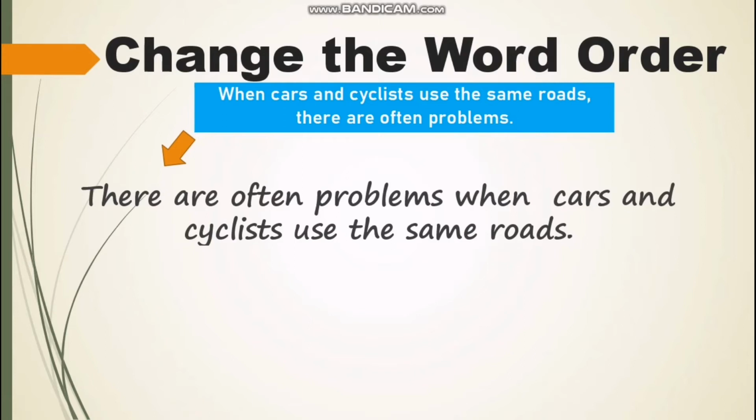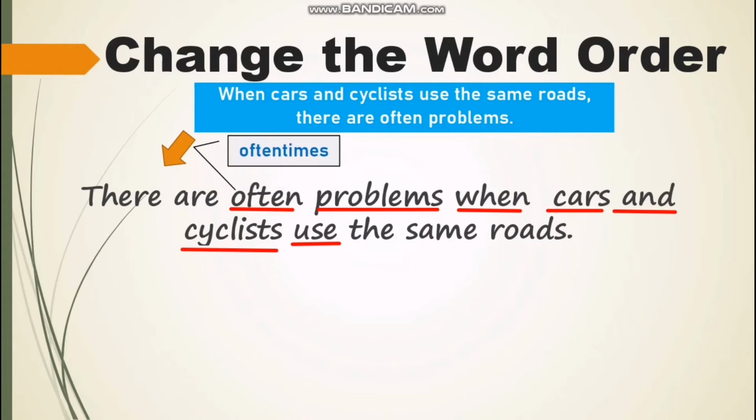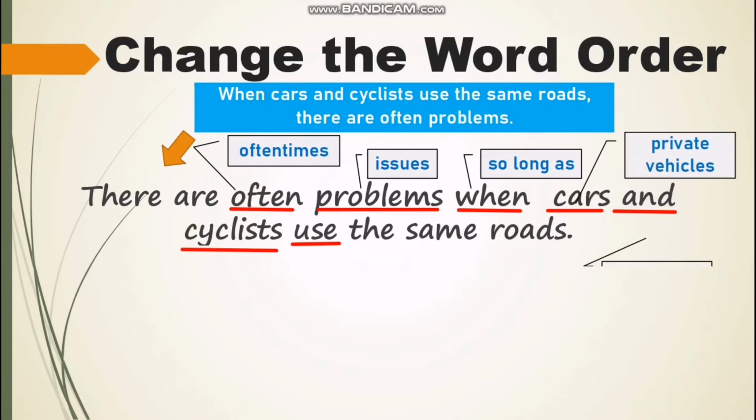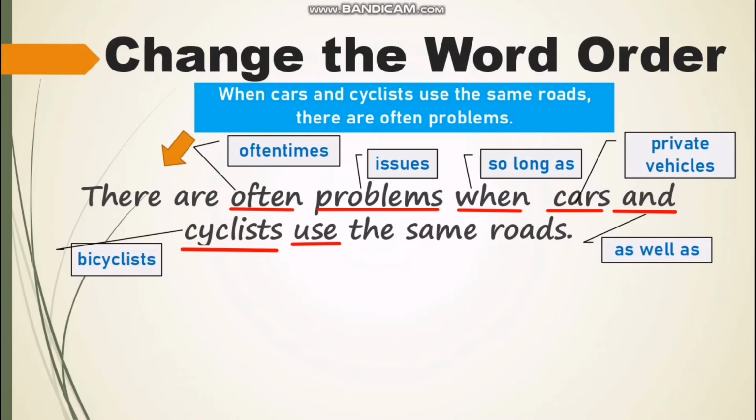There are often problems when cars and cyclists use the same roads. We're going to change often, problems, when, cars, and, cyclists, use. Let's change the words. From the word often to oftentimes, problems to issues, when to so long as, cars to private vehicles, and to as well as, cyclists to bicyclists, use to share.